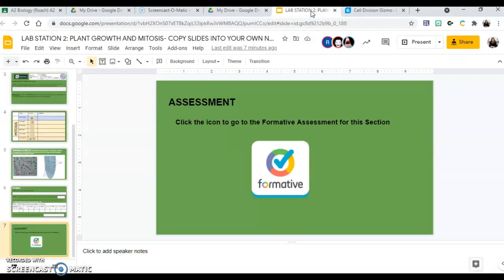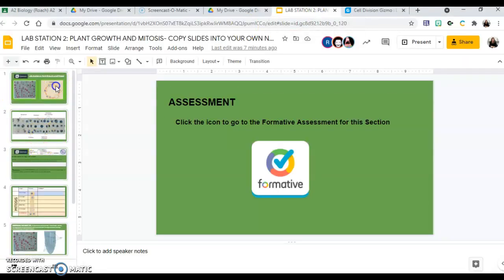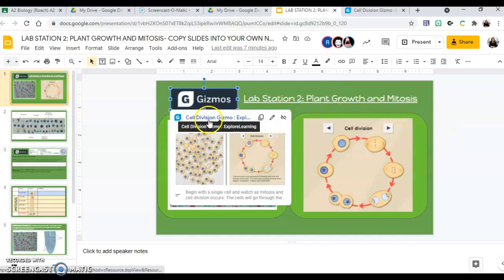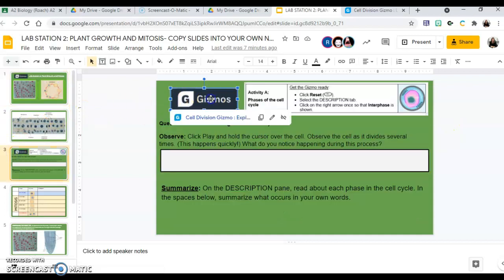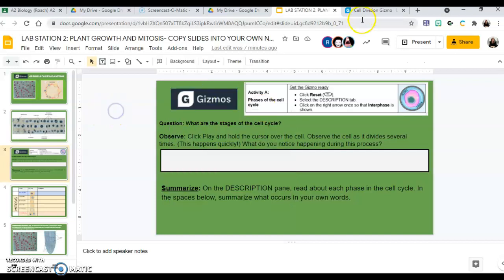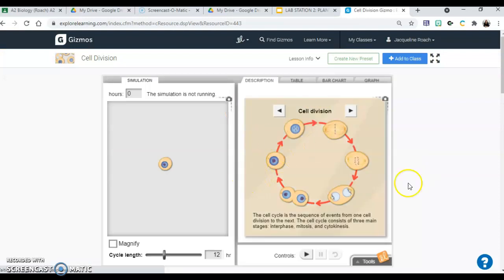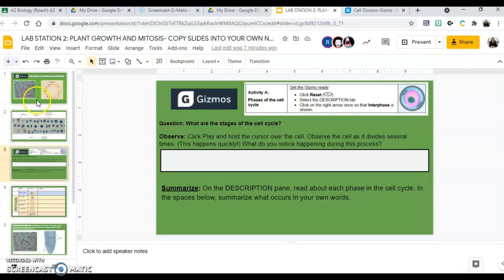Okay, I want to go over Lab Station 2 really quick so you have a reference in case you need it and I'm not there. For Lab Station 2, you're going to be looking at plant growth and mitosis. You can click your gizmo here or here, which is also the gizmo. This is what it looks like. It should look like the one with the little cells all over the place and cell division.